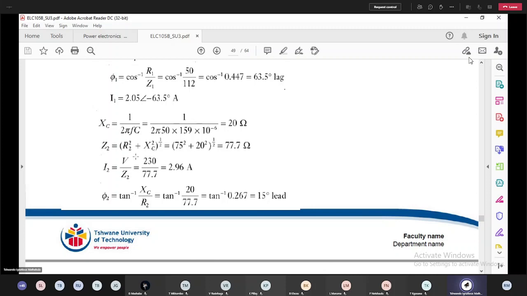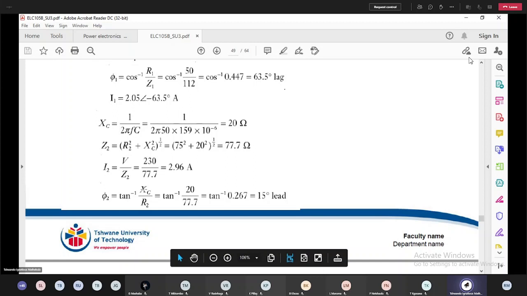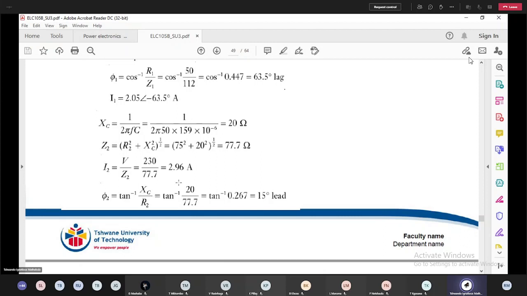And therefore, the voltage is 230. Z2, we have calculated it to be 77.7. Substituted there, we find the current to be 2.96. What is the phase angle between the voltage and the current in that branch? If we use the arctan function, we need to know at least the components of the impedance, that is XC and R2, and we do know that. And therefore we can find what the total equation is.